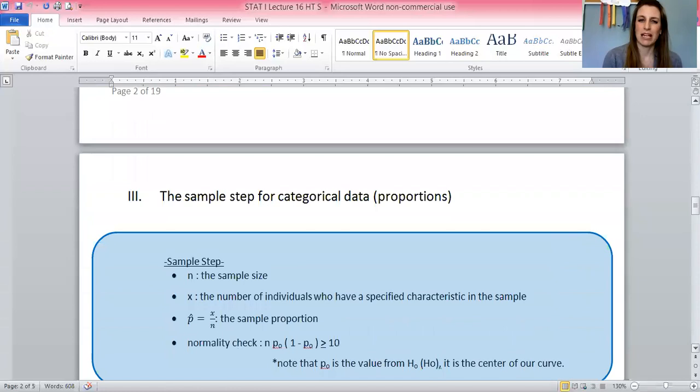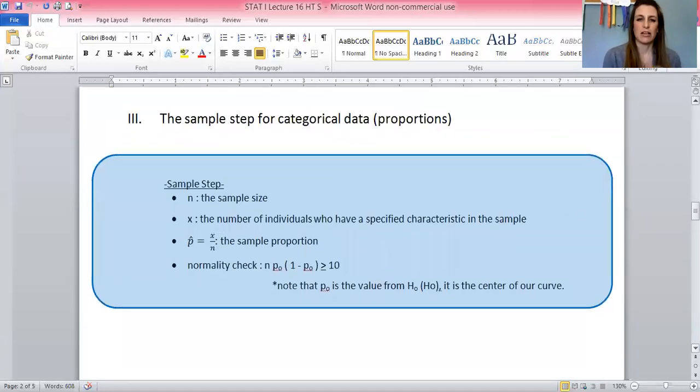The next one is for my categorical data. So again, I'm just describing my sample here, but I have different things when I'm looking at categorical data. I still have my n, which is my sample size, so same idea, it'll be given to me, I'll know. I have x. X is the number of individuals who have a specified characteristic. So X is the number of people that answered yes to the question, if that's what we're interested in.